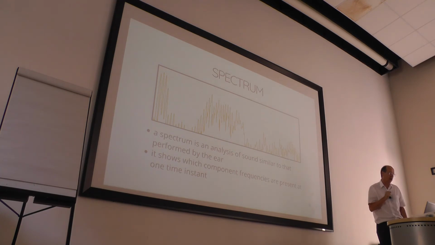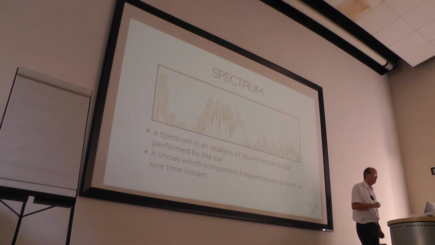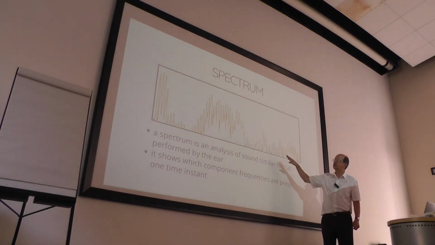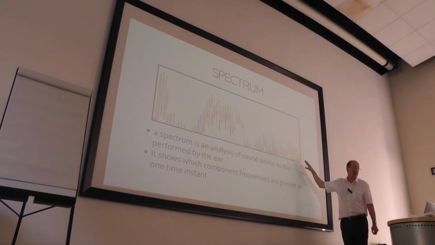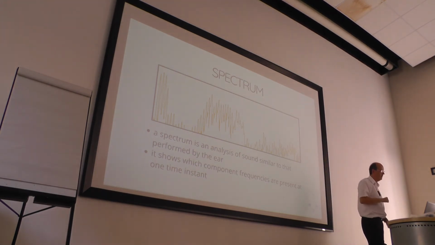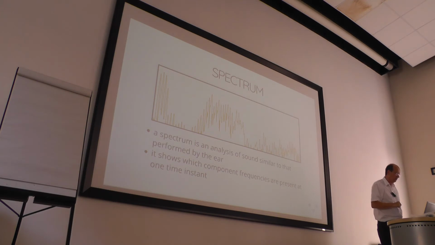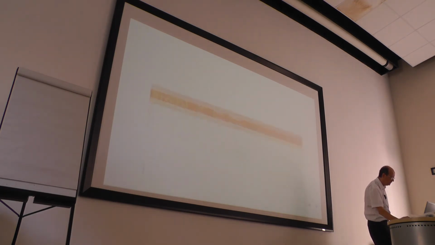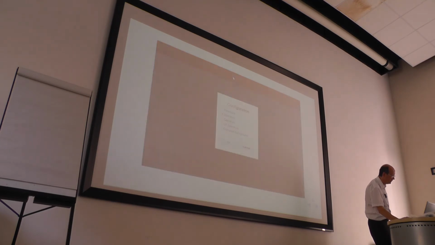So this graph of the amplitude against the identity of these frequency components is called a spectrum. And so on this horizontal axis will be the frequency of all these elementary components. On the vertical axis will be how much of that component is present in the sound at some particular time. Here's a different way to see it.